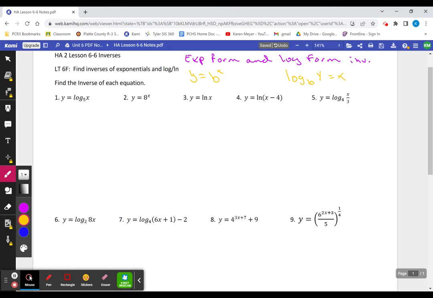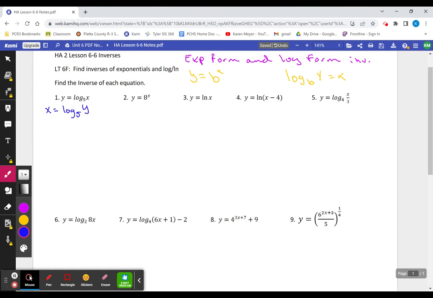All right, first thing we have to remember about inverses when we're starting out the question is that you start by switching the letters x and y. So on problem number 1, you want to start by switching x and y. So we would start off by saying x equals log base 5 of y.